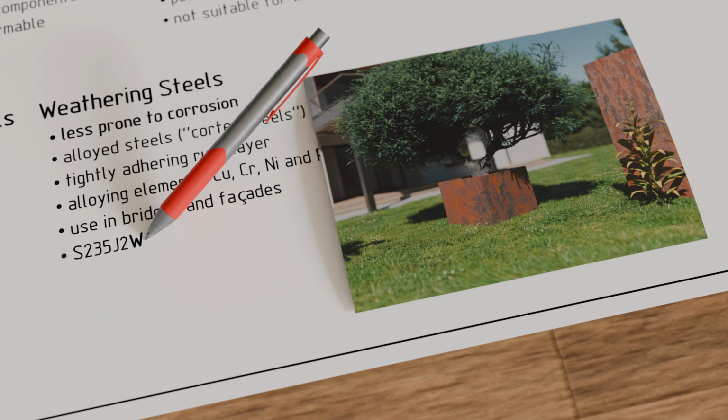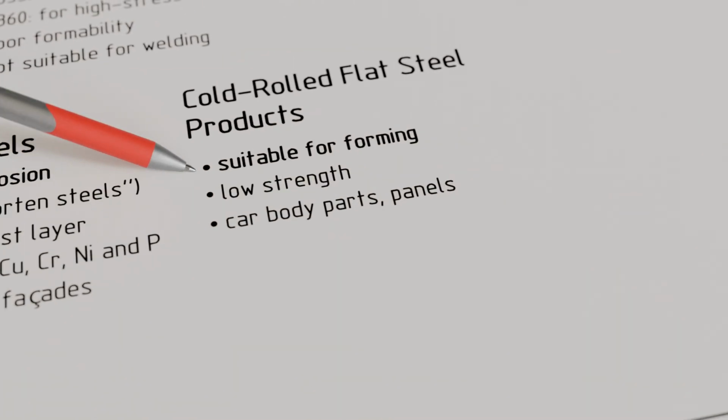Another group of steels is known as cold-rolled flat steel products. These are sheet metals that are especially well suited for forming processes such as bending or deep drawing. Their excellent formability is achieved through a very low carbon content. The elongation at break is sometimes over 40%, meaning that these sheets can be stretched to 1.4 times their original length before breaking. This high ductility is essential in forming technology.